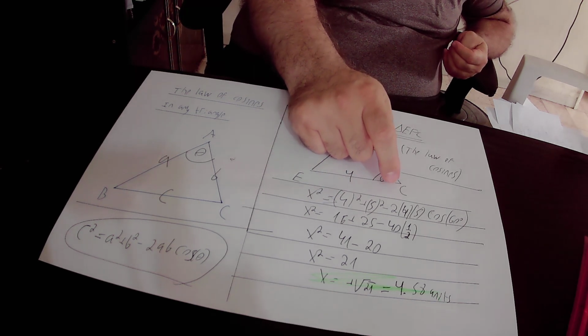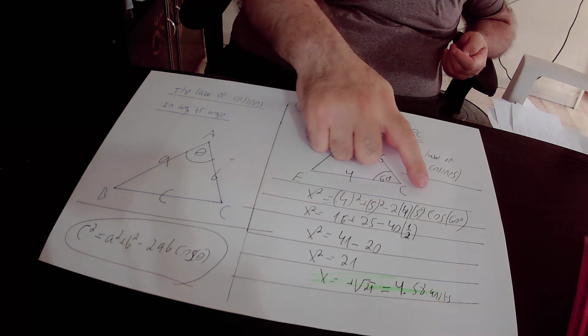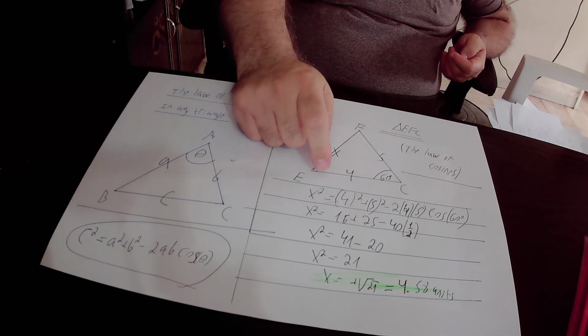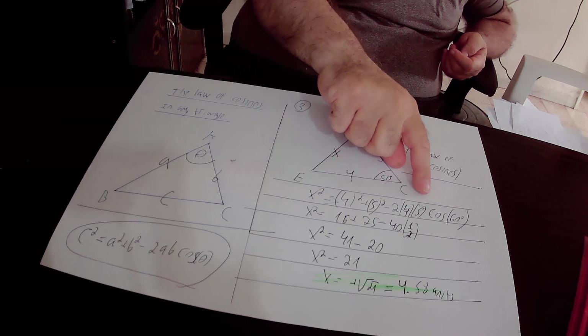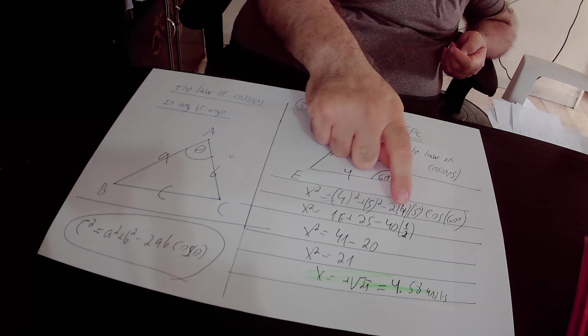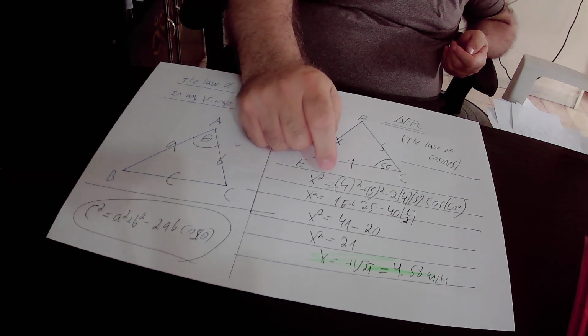So here x squared equals 4 squared is 16 plus 5 squared is 25 minus 2 times 4 is minus 8, and minus 8 times 5 is minus 40. And cosine 60 degrees is 1/2, so we substitute cosine 60 degrees by 1/2. So in total, this expression equals minus 40 times 1/2.